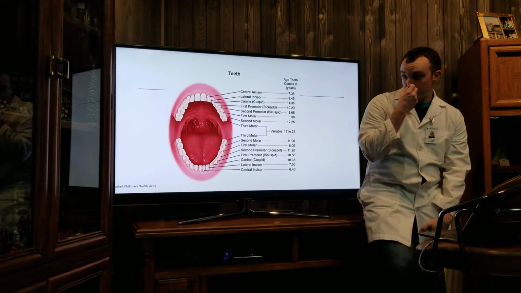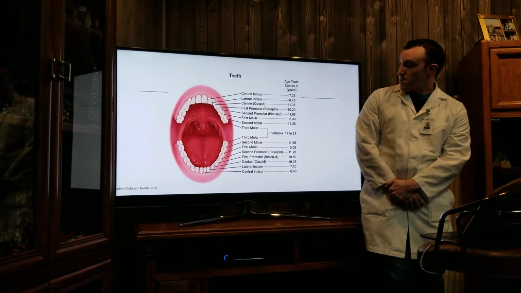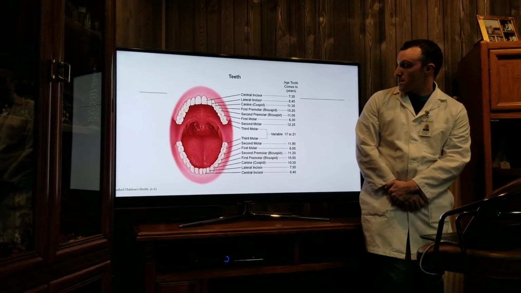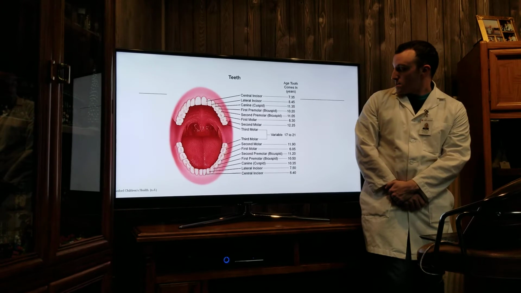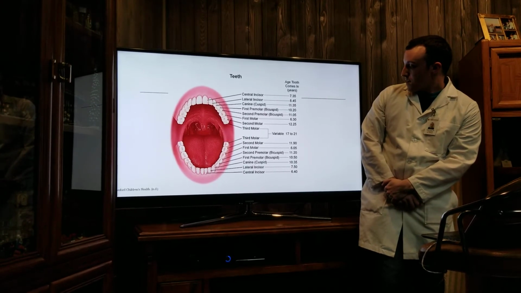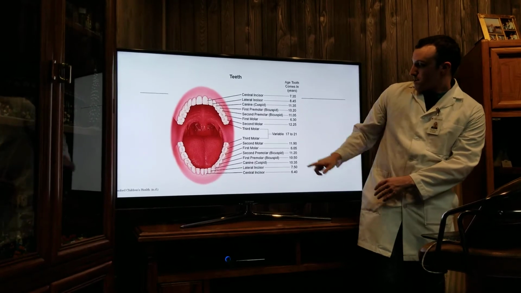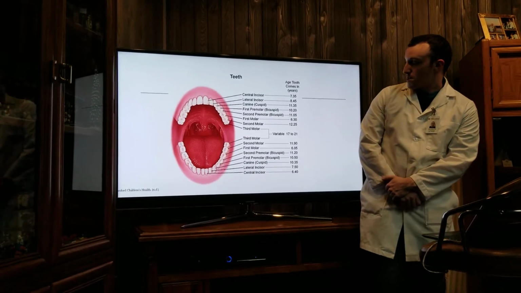This is another slide that shows the adult teeth and the age that they come in, in years. So we'd see there's 6 years old to around 12 years old, and then 17 to 21 for the third molars.